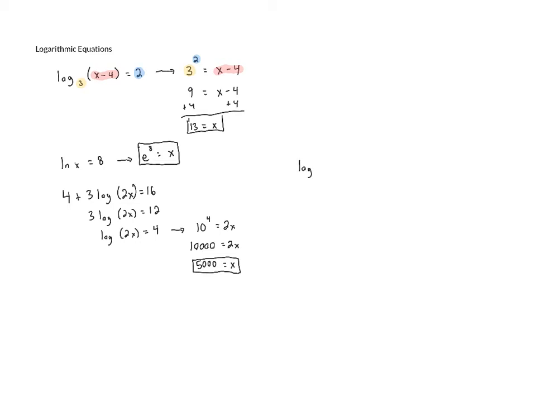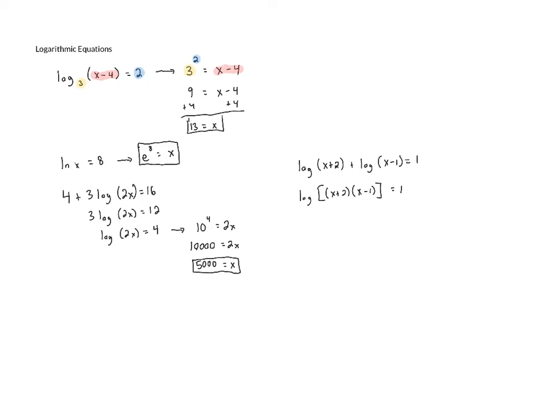Let's take a look at log of x plus 2 plus log of x minus 1 equals 1. Now here we have two different logarithms. If we want to be able to write this in exponential form, we need to combine them. But we can do that by recognizing that the sum of two logarithms is equal to the logarithm of the product of those quantities. So this becomes the logarithm of x plus 2 times x minus 1.